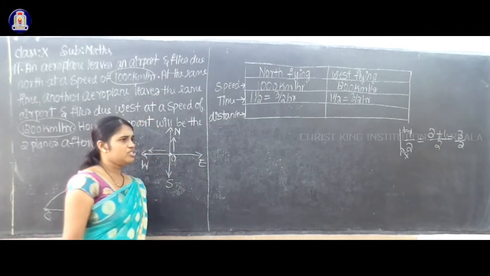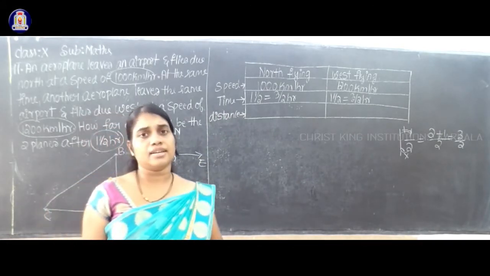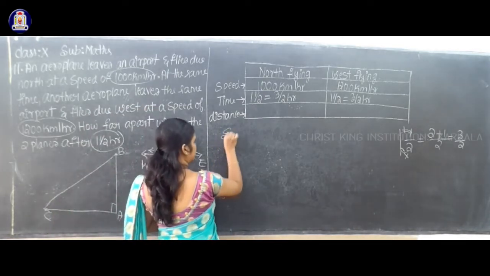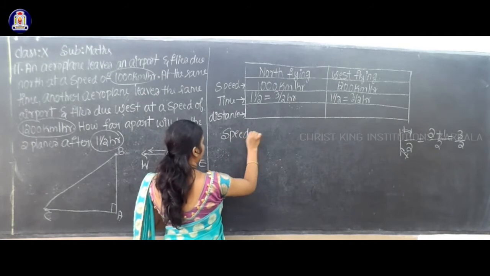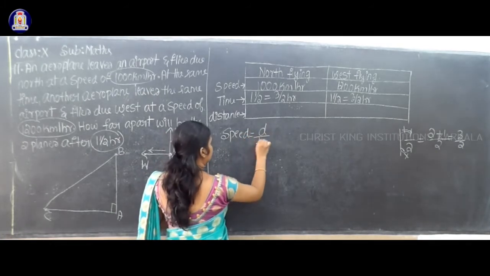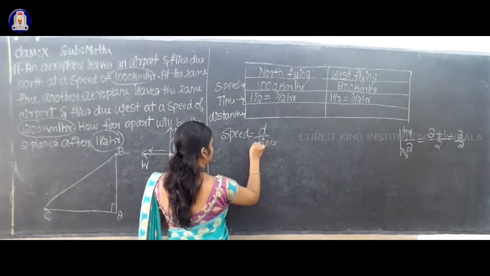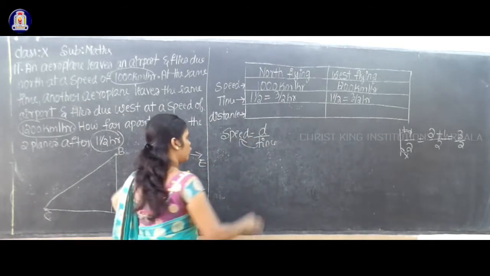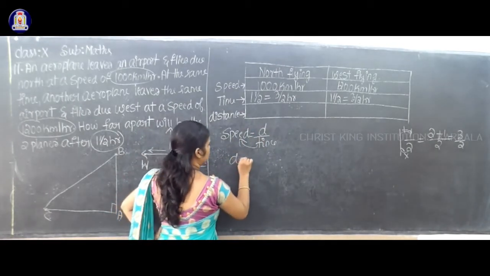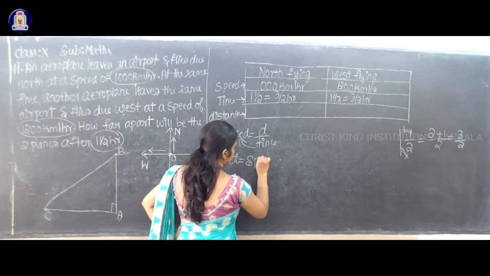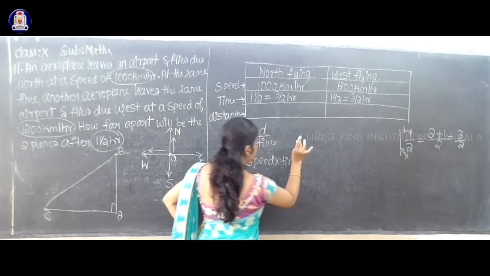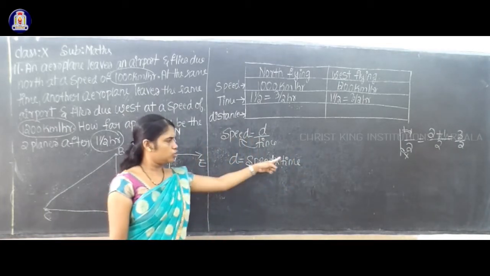What is the relationship between the speed, distance and time? See, we know that speed is equal to distance by time, isn't it? So if I multiply this time with speed, then I will get the distance value. So distance is given by speed into time.